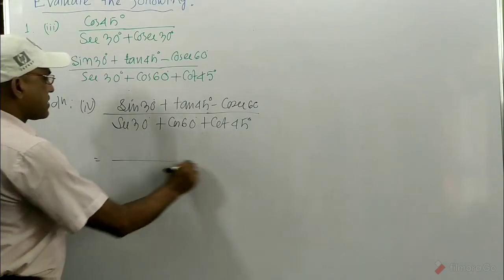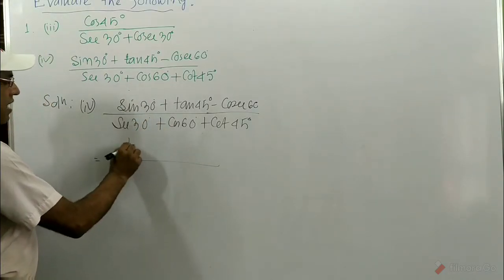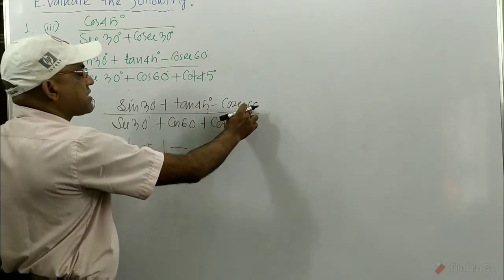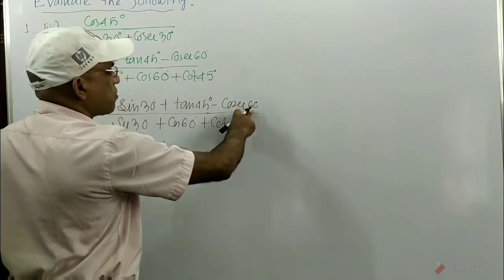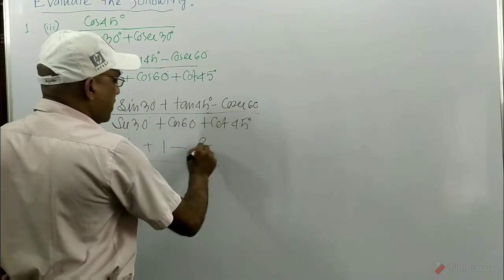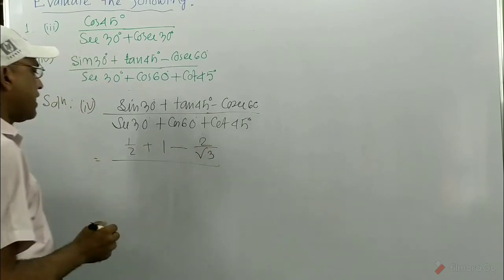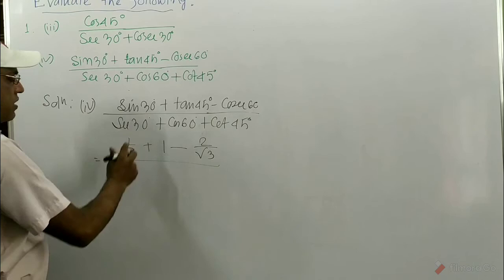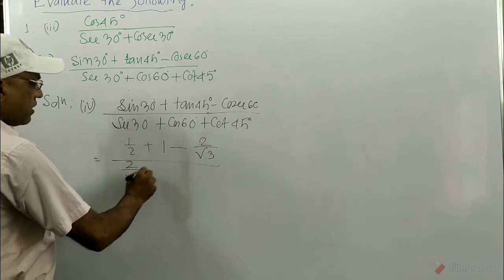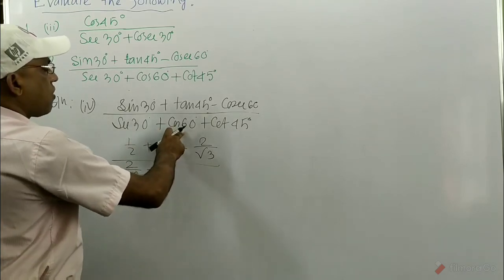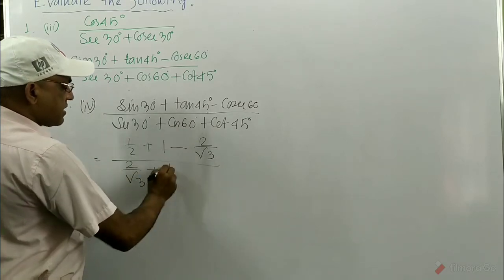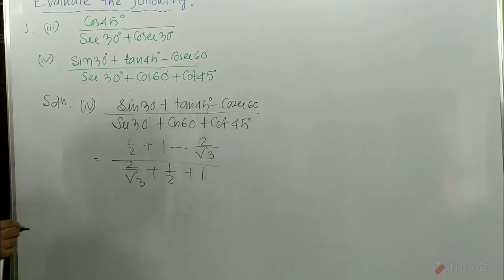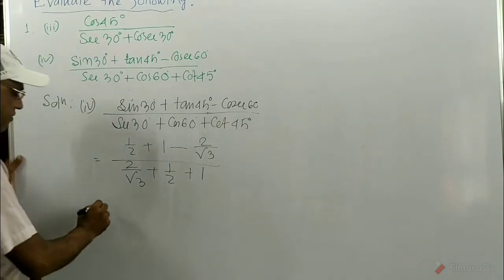This is sin 30. Sin 30 is half. Tan 45 is 1. Cosec 60. Sin 60 is root 3 by 2. Cosec 60 means 2 by root 3. And sec 30. Cos 30 is root 3 by 2. Then this is 2 by root 3. Cos 60. Cos 60 is half. And cot 45 is 1. So just from the table we get these values.